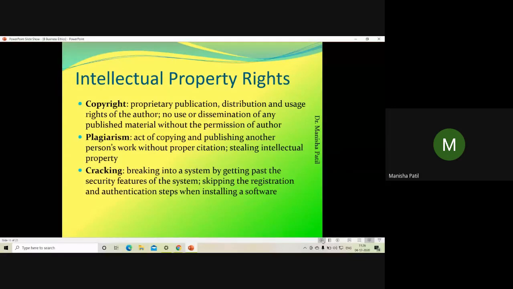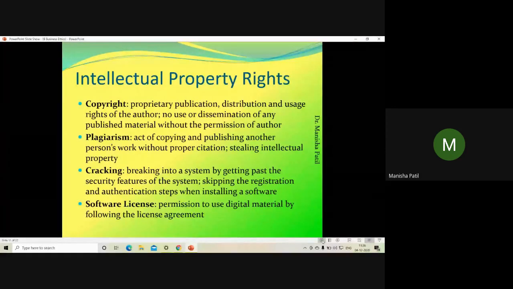Cracking. It is breaking into a system by getting past the security features of the system. It is skipping the registration and authentication steps when installing a software. And the last one, software license. It is the permission to use digital material by following the license agreement. But as you know, many people use the pirated copies of software and other material. Pirated copy, where you don't make a proper legal license agreement. It is a type of stealing. It is a type of theft.